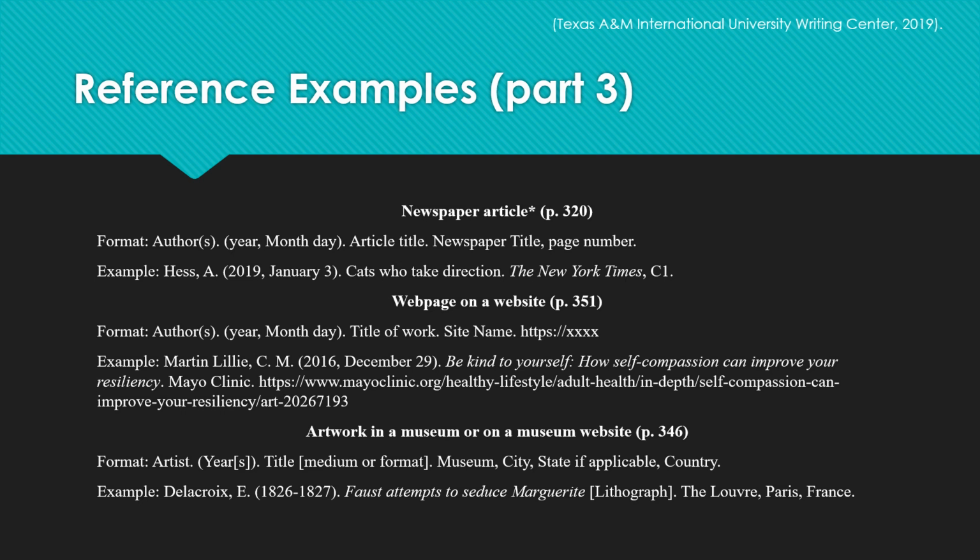Okay, for a newspaper article, you can also reference page 320. You would include the author's name, the year, month, and day, the article title, the newspaper title, and the page number that it's found on.